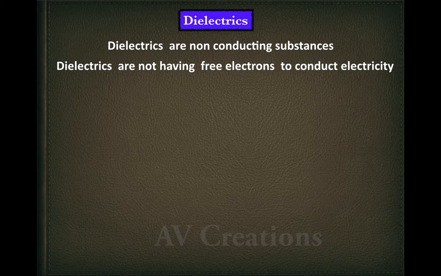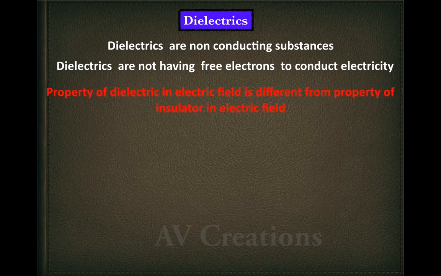There is a difference between a dielectric and an insulator. The behavior of a dielectric in the presence of an external electric field is different from that of an insulator. Dielectrics are non-conducting substances, they are insulators, but the property of a dielectric in an electric field is different from the property of an insulator in an electric field.